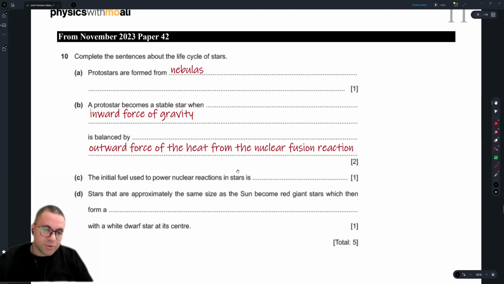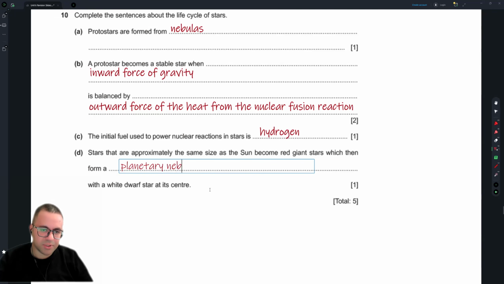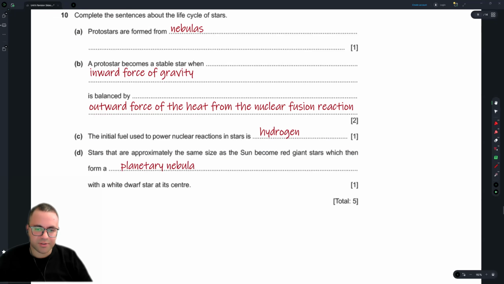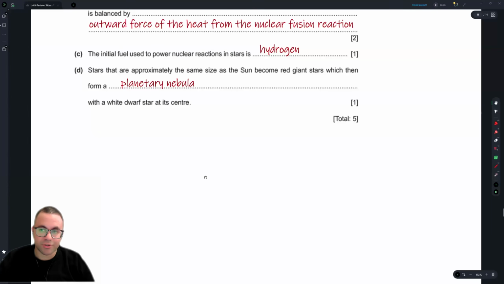The initial fuel used to power nuclear reactions in a star is, this one's easy, hydrogen, we just answered that. Stars that are approximately the same size as the sun, okay, so we're talking about the sun now, become red giants, which then form a dash with a white dwarf at the center. We called it a planetary nebula with a white dwarf at the center. You have to use the word planetary, though. You just can't use the word nebula. It has to be planetary because this is dust and gas left behind from the breakage of planets. Okay? Not from the explosion of a supernova.